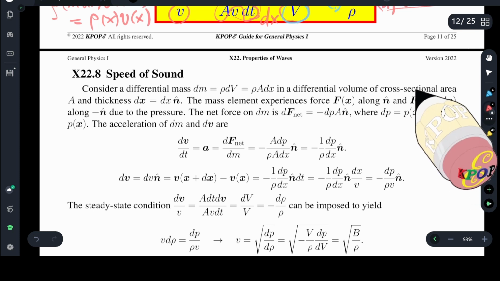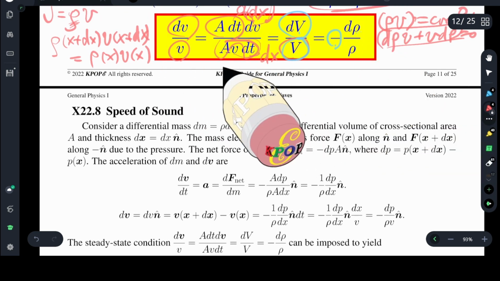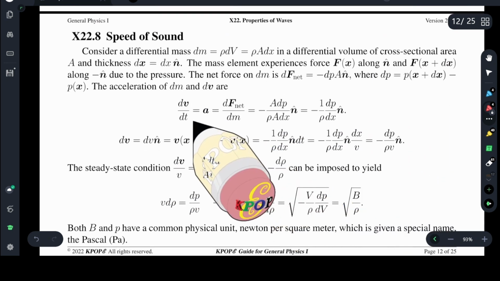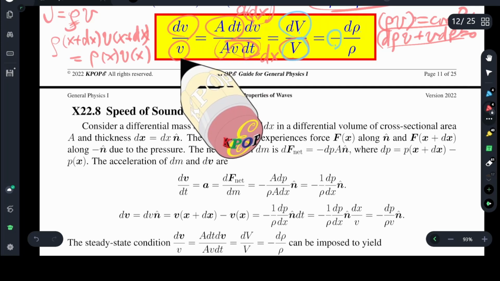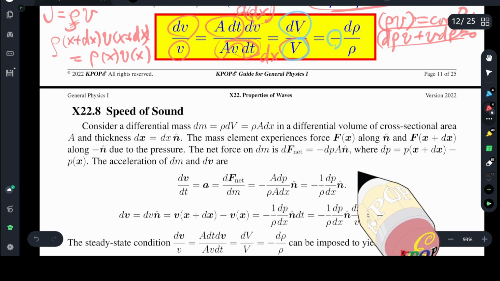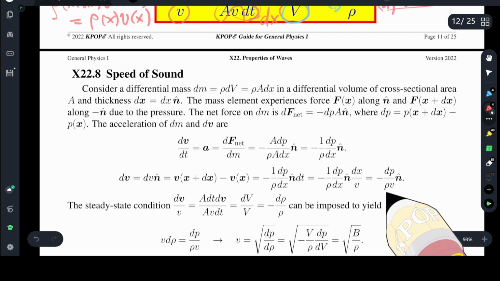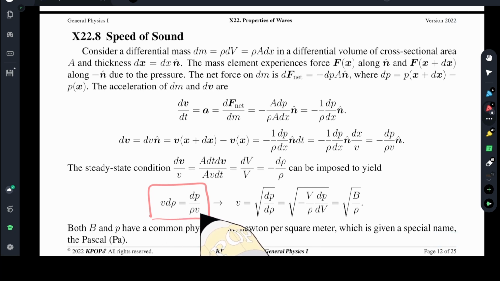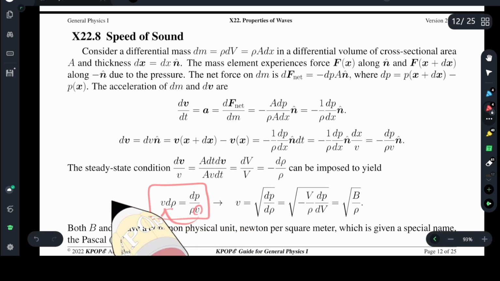And the next step is just straightforward. We have identities. Once we have constructed the equation of motion, we have the ratio dv over v. So we divide both sides by v and multiply dt to the right-hand side. And then finally we obtain this ratio. Summarizing the equation, we move this one in here, and v squared equals dp over d rho.